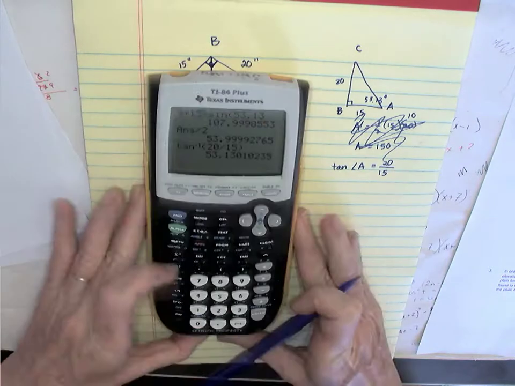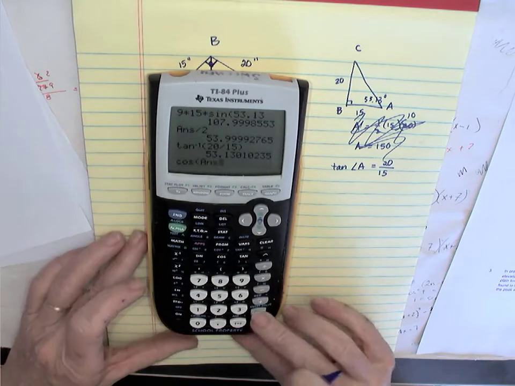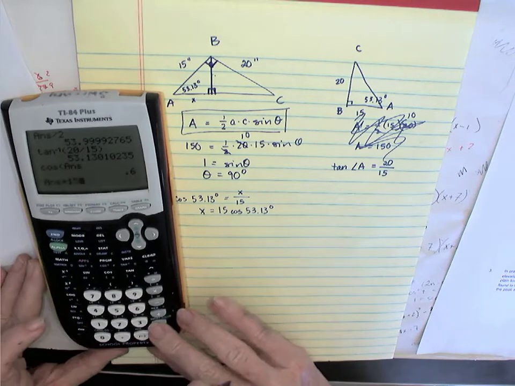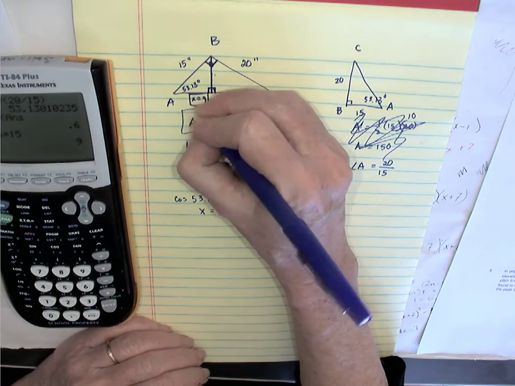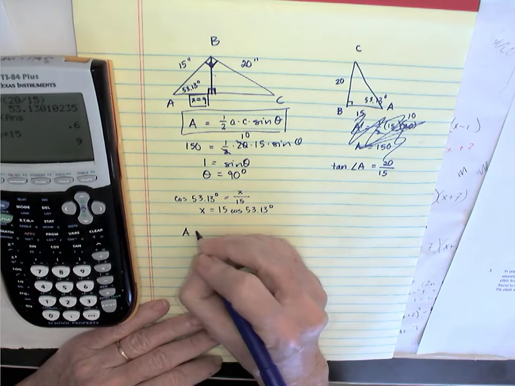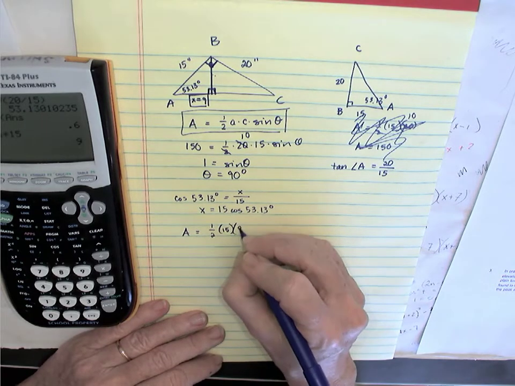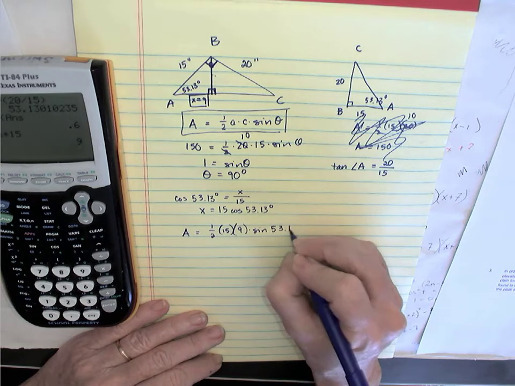And again, I'm not going to round that. I'm just going to take the cosine of that thing, which is still in my calculator, which gives me 0.6. I'm going to multiply by 15. So x is 9. And then I'm going to say area equals 1/2 15 times 9 times the sine of 53.13 degrees.